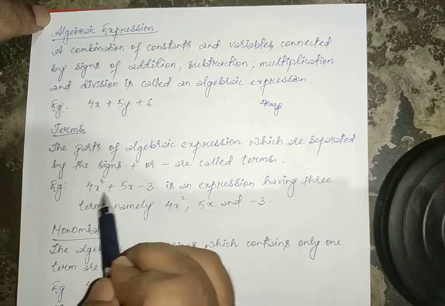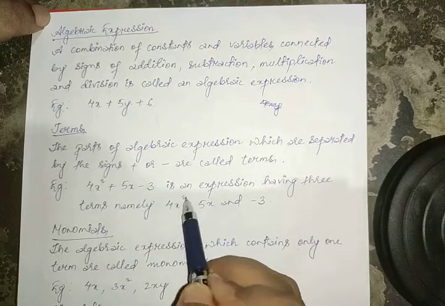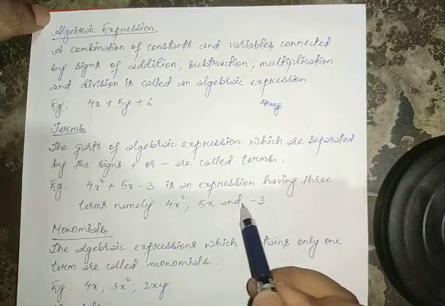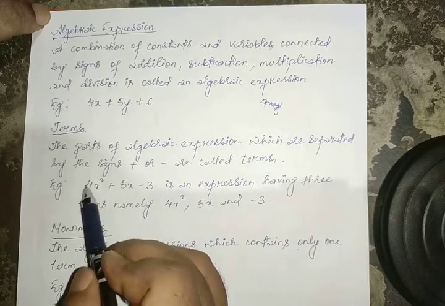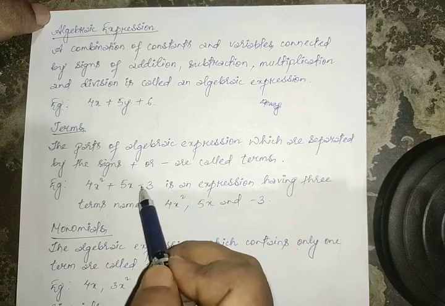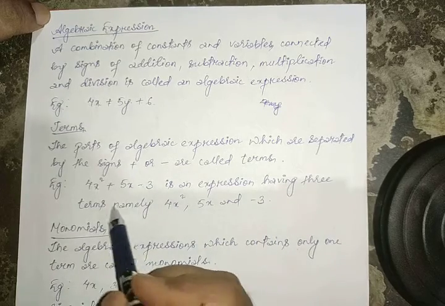So here we have three terms: 1, 2, 3. The first term is 4x square, the second term is 5x, and the third term is minus 3. We have to see the sign also. If it is plus, you don't need to write plus, but if it is minus, we have to write the minus sign also. So they are called terms.